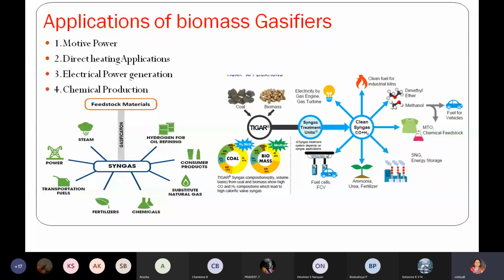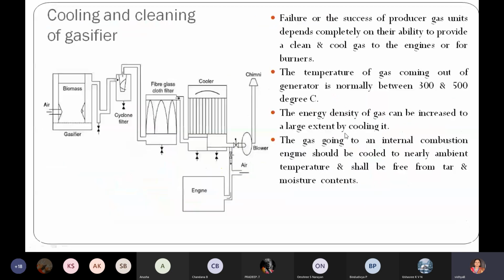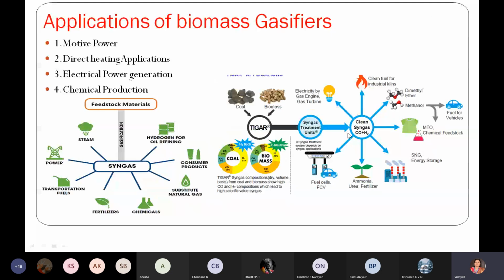Okay, biomass gasifier. Next is chemical production. Chemical production, such as methanol and formic acid, from producer gas. Methanol we can produce. You can observe here in this diagram, methanol is there. Methanol is used as fuel for vehicles. Then chemical feedstock, and here energy storage, and ammonia, urea, fertilizer. Then fuel cells. These are the applications of syngas.